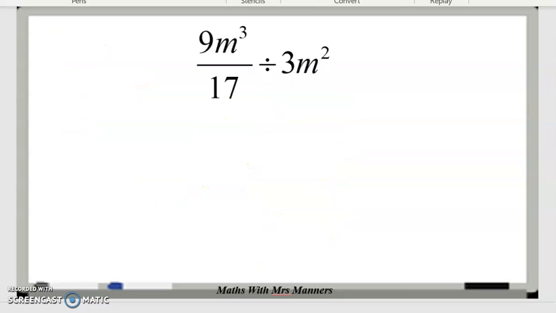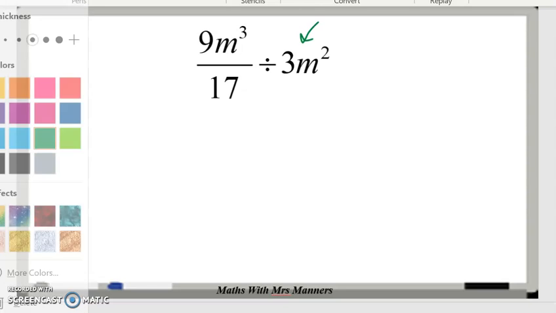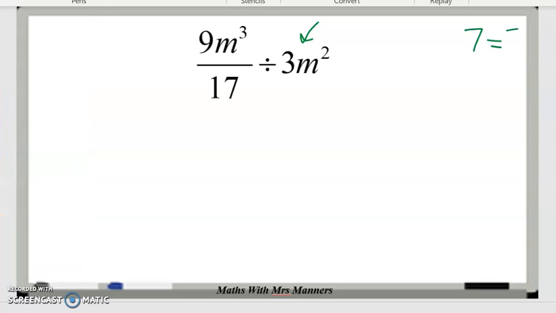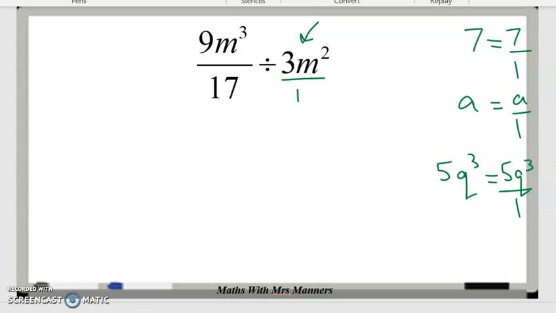So what do I do when my second term is not a fraction? Well, you've got to remember that every whole number or every term, so if I have the number 7, that's exactly the same as 7 on 1. If I have the pronumeral a, that's exactly the same as a on 1. If I have 5q cubed, that's exactly the same as 5q cubed over 1. Every single term can be written over 1. So I do in fact have a fraction. So now I'm going to follow those steps again. I'm going to keep, I'm going to change, and I'm going to flip.